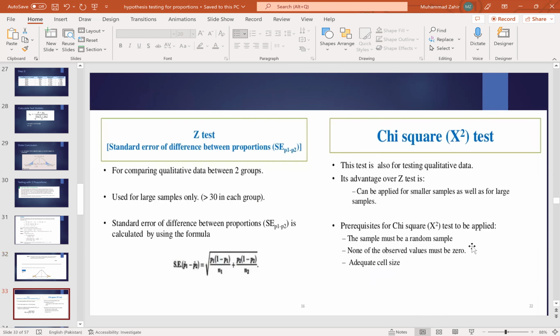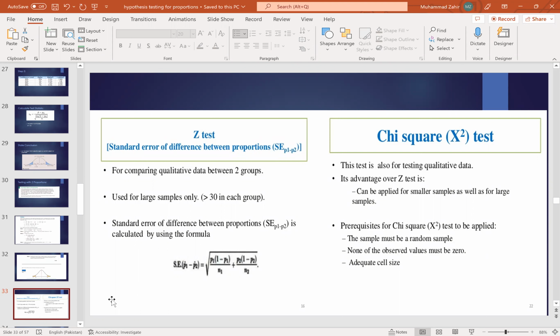Z-test and chi-square test. The standard error of the difference between proportions, SE(p1 minus p2), is for comparing qualitative data between two groups. It is used for large sample sizes only, more than 30 in each group. The standard error of the difference between proportions is calculated by using the formula given below. Why not chi-square?